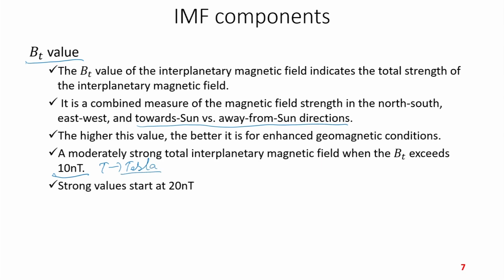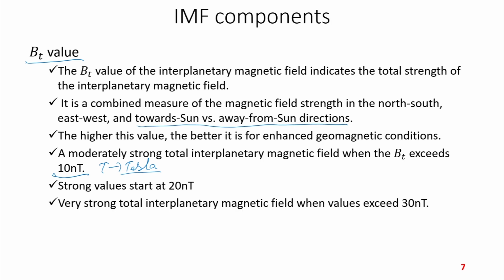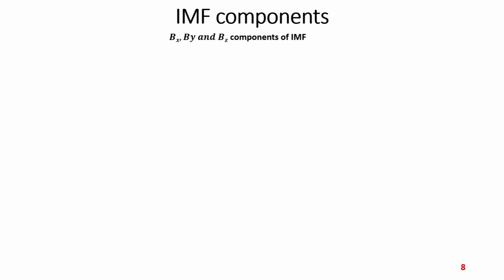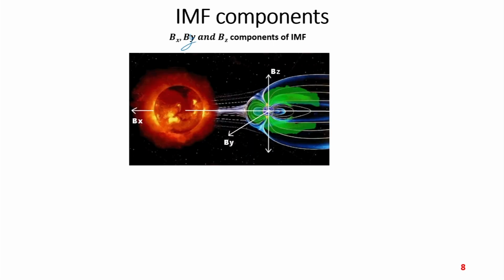The strong value starts at 20 nanotesla, and the total interplanetary magnetic field is very strong when the value exceeds 30 nanotesla. Now, we will see the coordinate system of it. So, there we are using the Earth's coordinate system. So, what is the coordinate system?